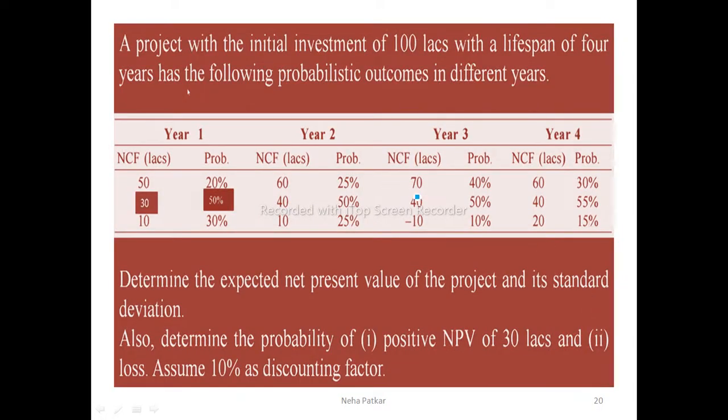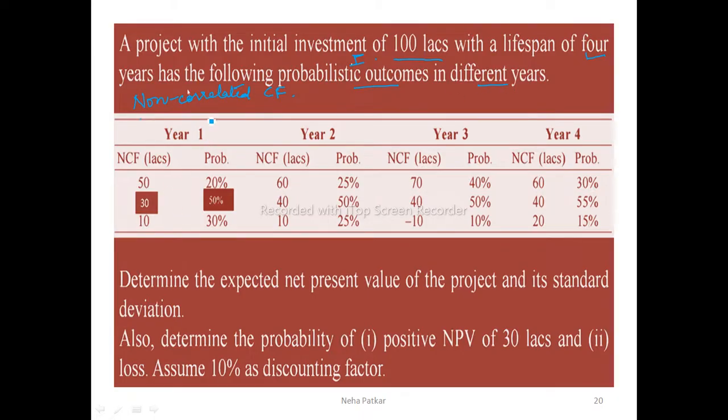So in this video we will take a numerical on non-correlated cash flow, using the Hillier model. A project with an initial investment of 100 lakh is given, a lifespan of 4 years, and the probabilistic outcomes of different years are given in the table.